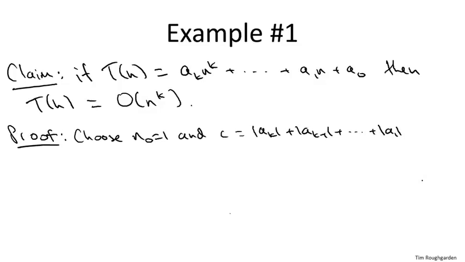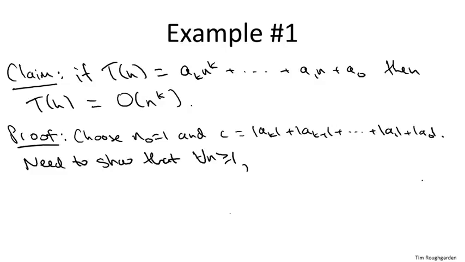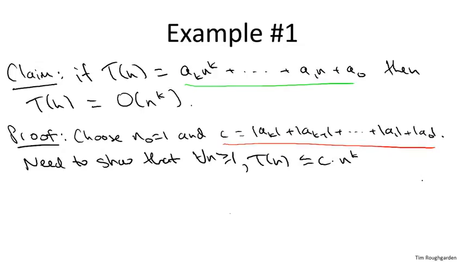Remember, I didn't assume that the original polynomial had non-negative coefficients. So I claim these constants work in the sense that we'll be able to establish the definition of big O notation. What does that mean? Well, we need to show that for all n at least 1, because remember we chose n naught equal to 1, T of n, this polynomial up here, is bounded above by c times n to the k, where c is the way we chose it here, underlined in red.